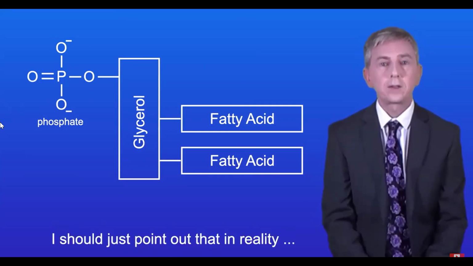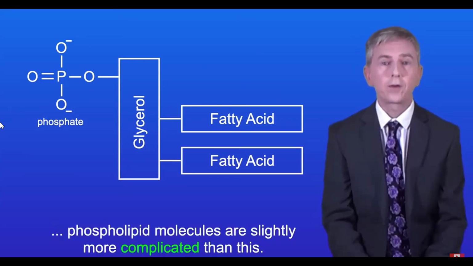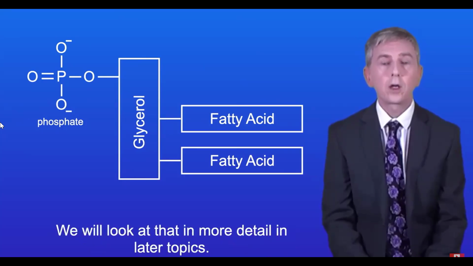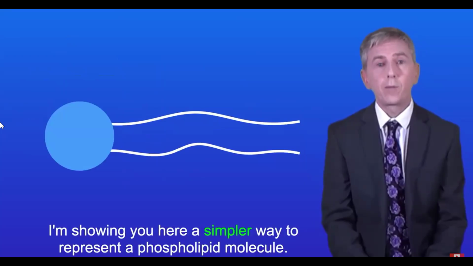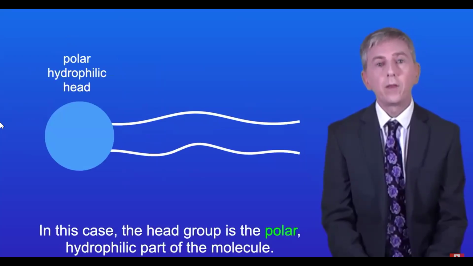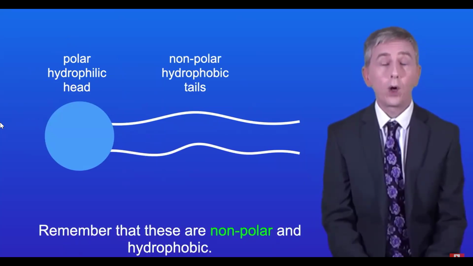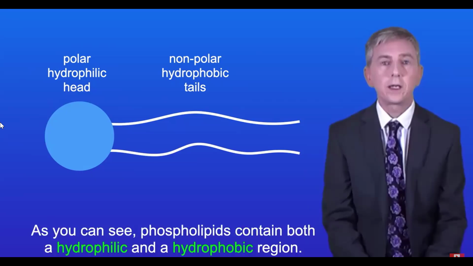Now, I should just point out that in reality, phospholipid molecules are slightly more complicated than this, and that's because the phosphate can attach to other groups such as sugars. We look at that in more detail in later topics. I'm showing you here a simpler way to represent a phospholipid molecule. In this case, the head group is the polar hydrophilic part of the molecule. The tails represent the two fatty acid molecules, and remember that these are non-polar and hydrophobic. So as you can see, phospholipids contain both a hydrophilic and a hydrophobic region.